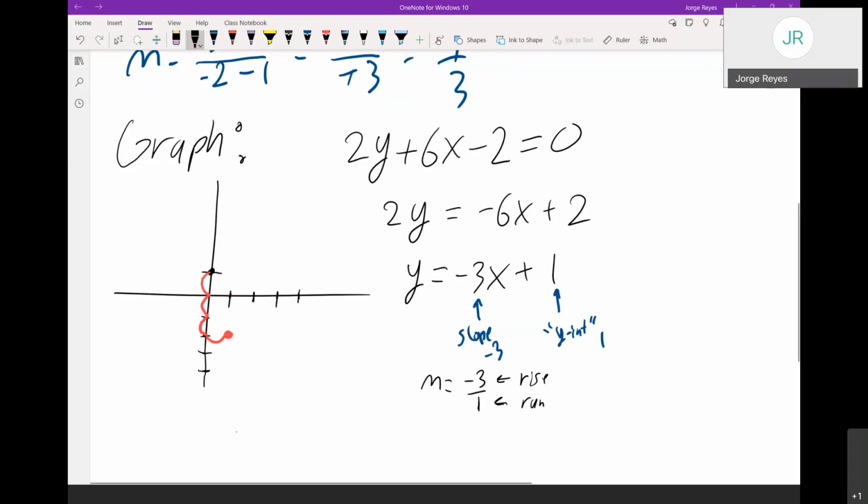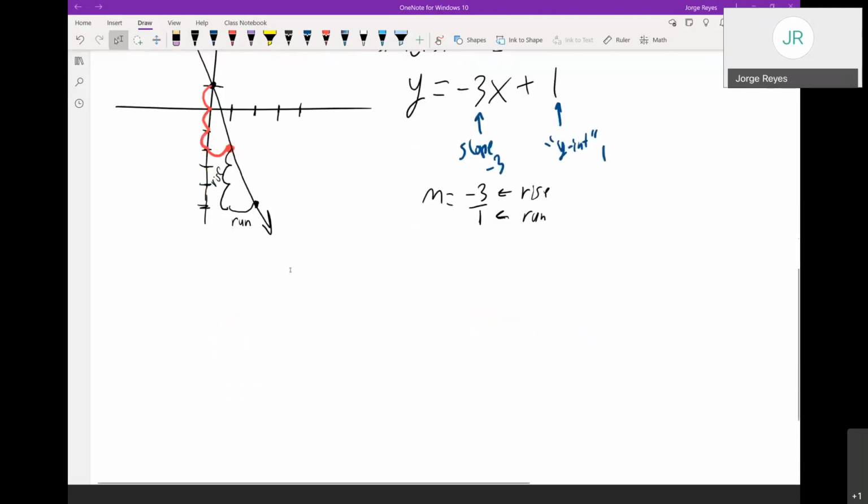Let me get one more here. Rise -3, run 1, and then we can connect. This is how you should be graphing lines: you find the y-intercept, or find a point, and then use the slope, rise over run. Down 3 over 1, down 3 over 1.